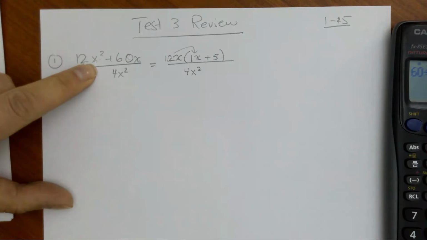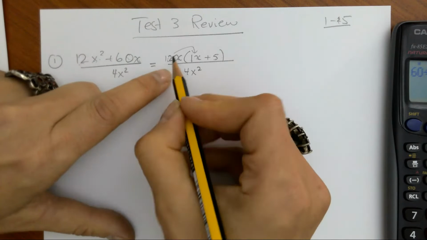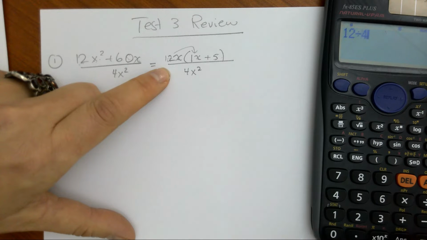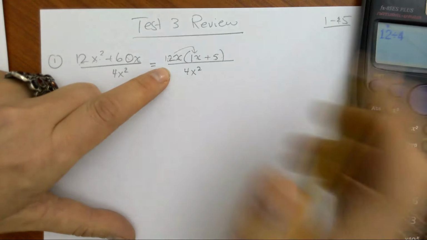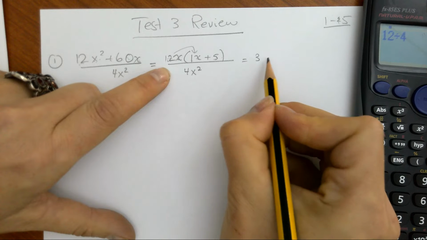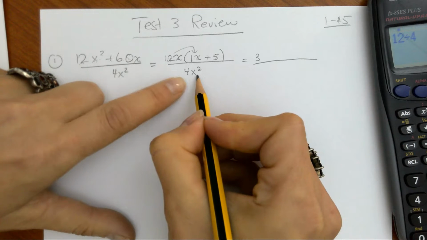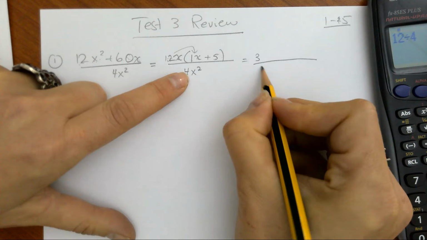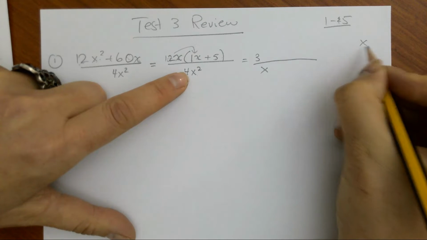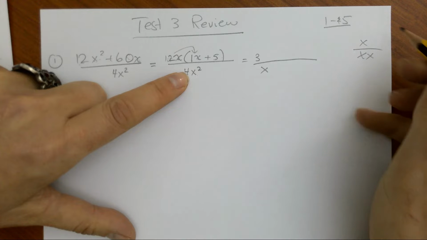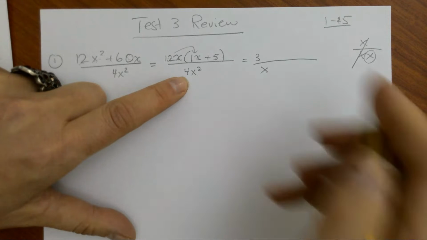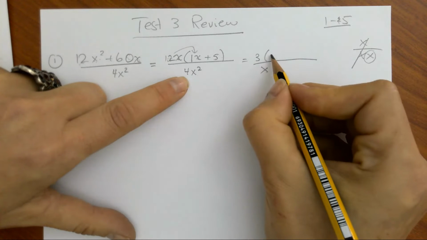And now, I can go 12 divided by 4. 12 divided by 4 is 3. So I'm going to keep the 3 up top. I have more x's on the bottom, so I can cancel out one of the x's and have an x left, because it really has x on the top and x on the bottom. So I have one x remaining on the bottom. And then I just have this on the top.